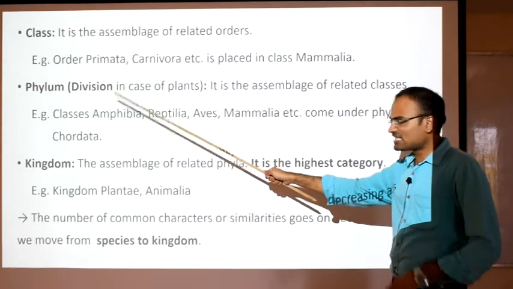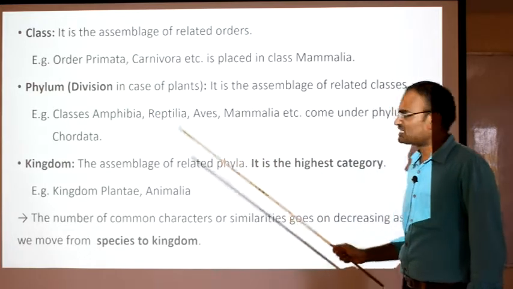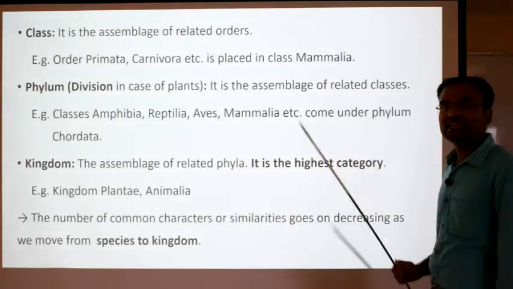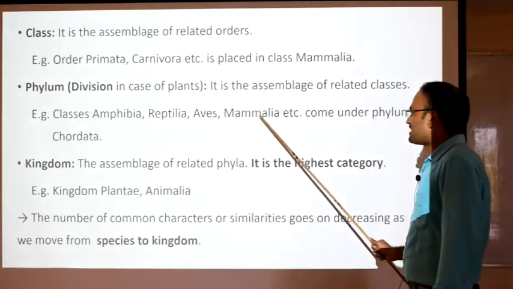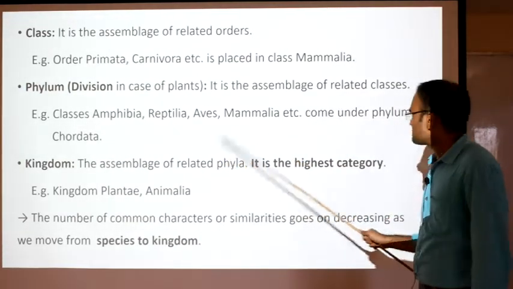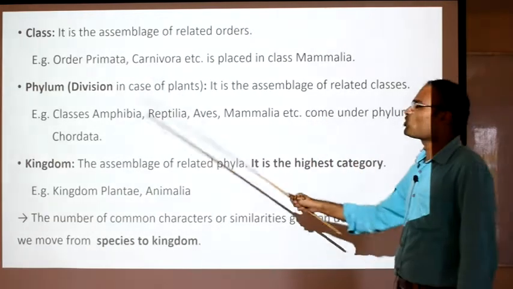Phylum in case of animals, division in case of plants. So it is the assemblage of related classes. Class Amphibia, Reptilia, Aves, Mammalia. Another class is there, class Pisces. It comes under the phylum Chordata.